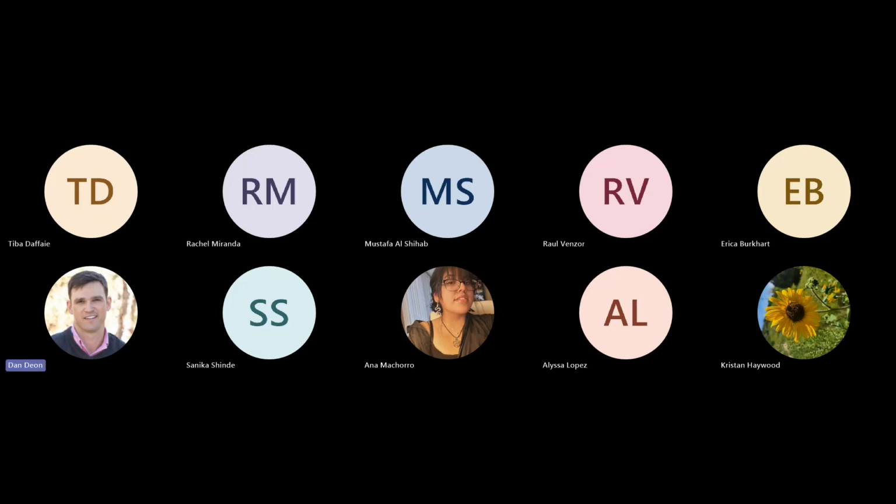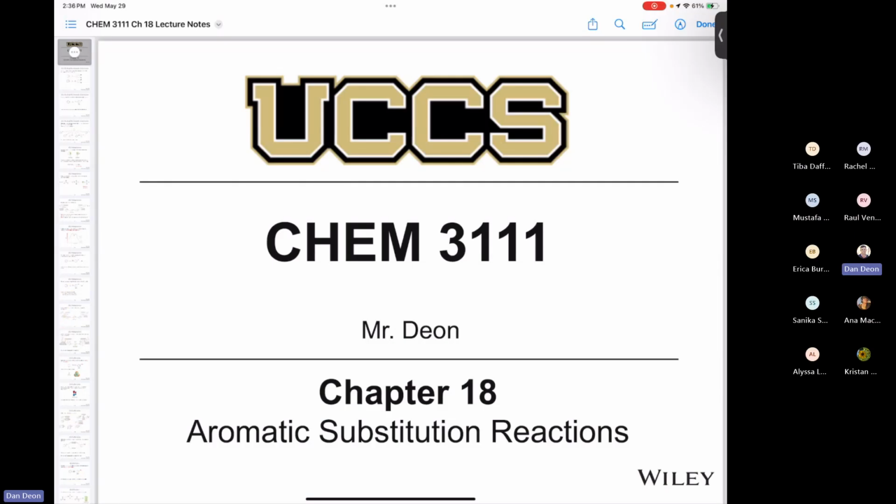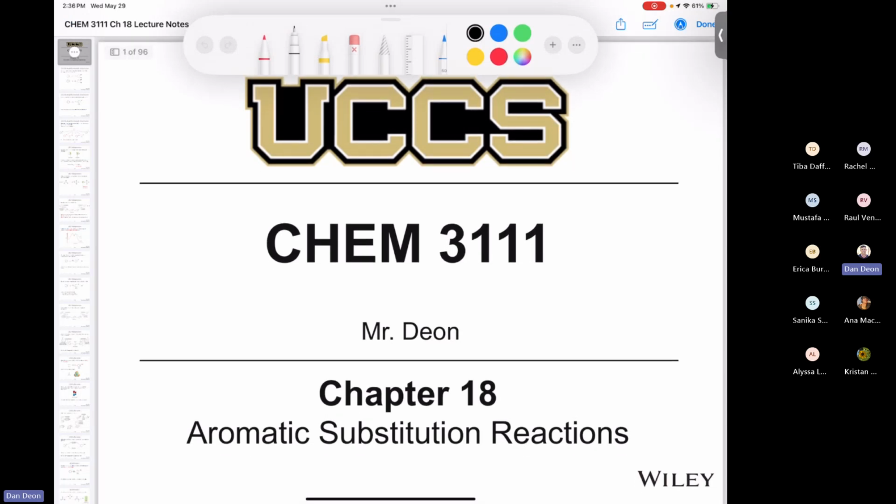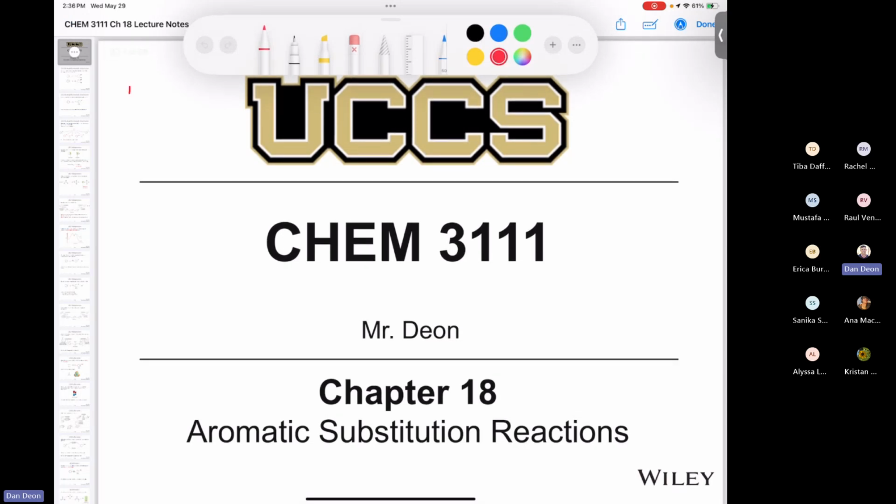Okay, Chemistry 3111, let's get started with Chapter 18, which deals with aromatic substitution reactions. And this is one of the longer chapters that we cover. Just as a reminder, the longest chapters in Chemistry 3111 are 18, 19, 20, and 21. So we're on 18 right now, and we have a little extra time allotted for this chapter.